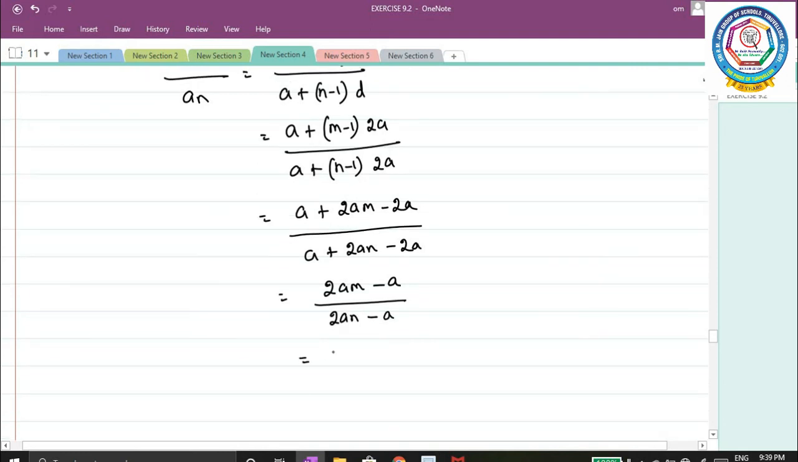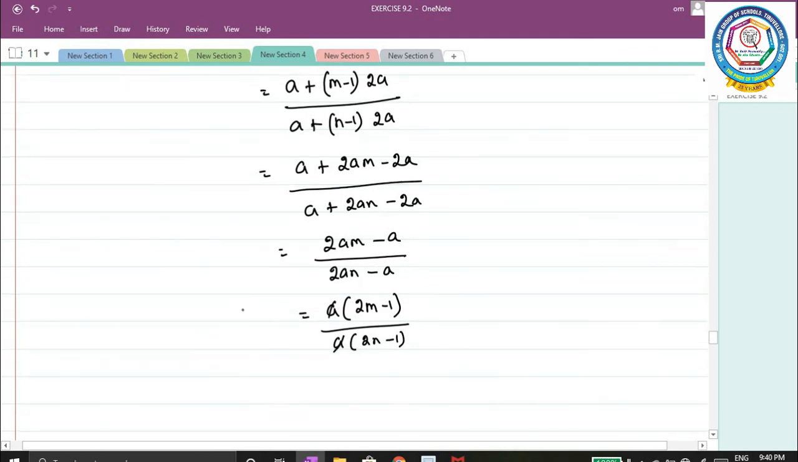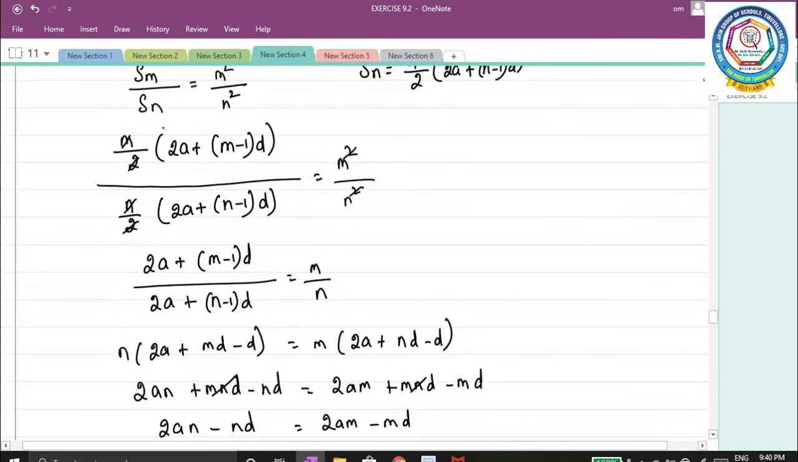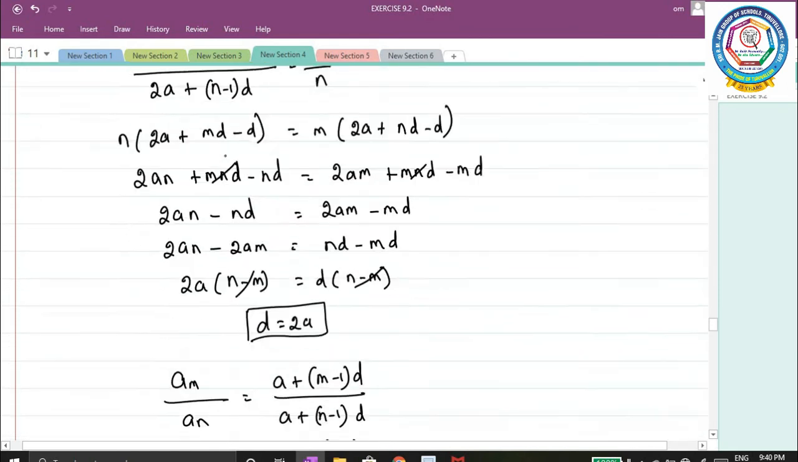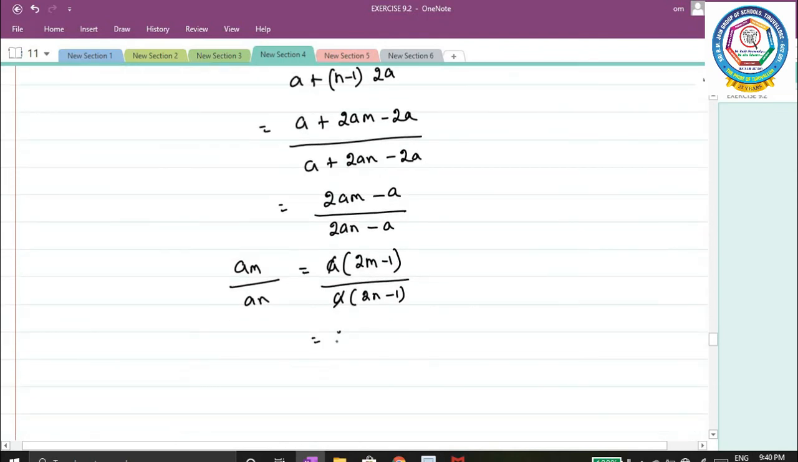In both, a is common. If I take a outside, 2m minus 1 by a into 2n minus 1. So a will cancel. Therefore, the ratio of the mth term and nth term is 2m minus 1 by 2n minus 1. So we proved the condition. We have to write it in ratio format. This is equal to 2m minus 1 is to 2n minus 1. So we proved this one.